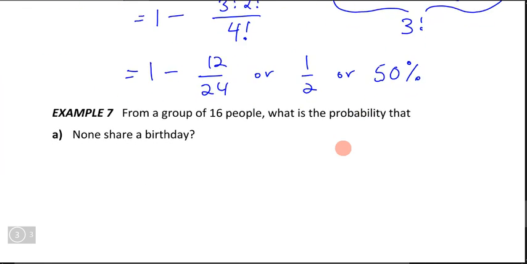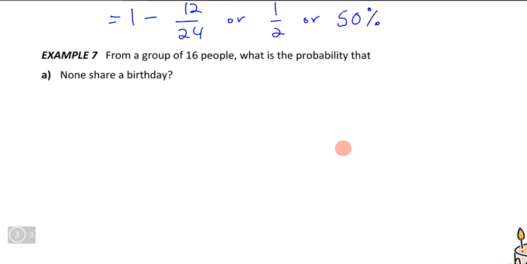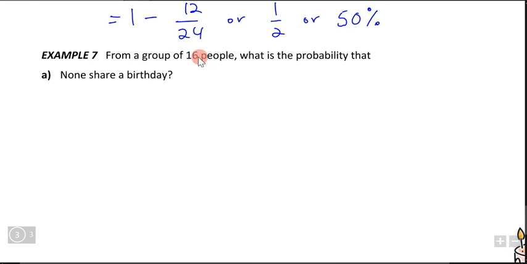So example number 7. Oh, birthday problem. Classic problem in probability. So from a group of 16 people, we started off the class with 16 people, so this would have been perfect if everyone was still in the class. From a group of 16 people, what is the probability that none will share a birthday?